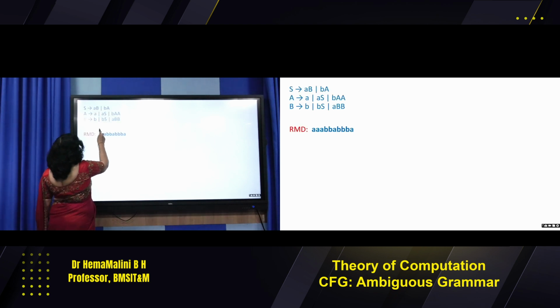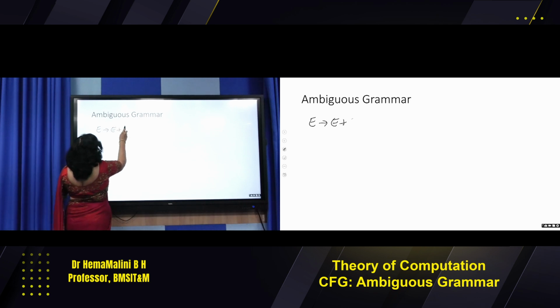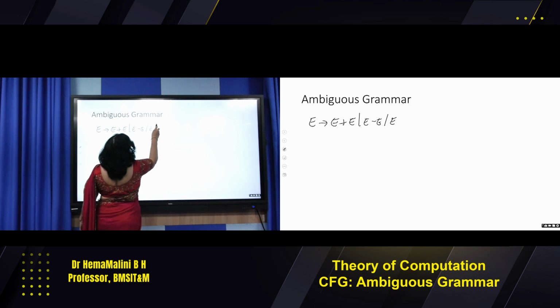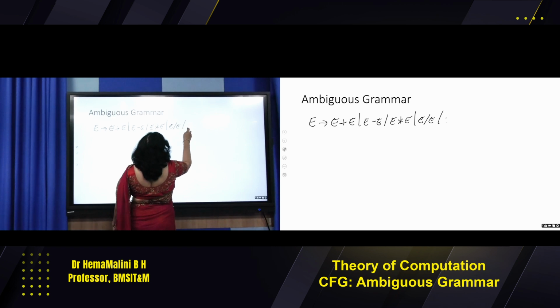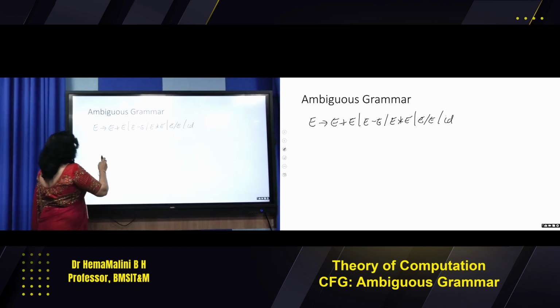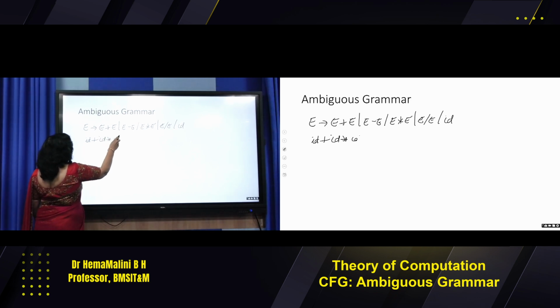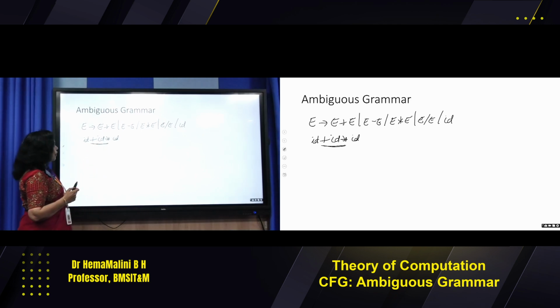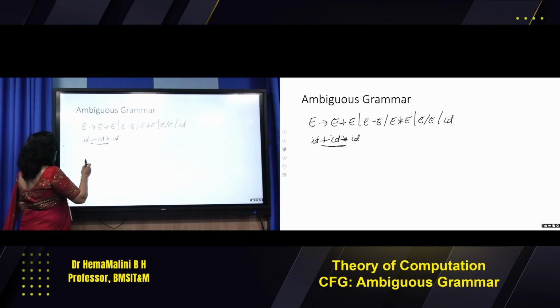So let us take one expression grammar. E produces E plus E or E minus E or E star E or E slash E or ID. Okay. So let us consider one sentence ID plus ID star ID. Now if this same sentence is having two different LMD or two different RMD, then we say the grammar is said to be ambiguous. Let us see how it goes.